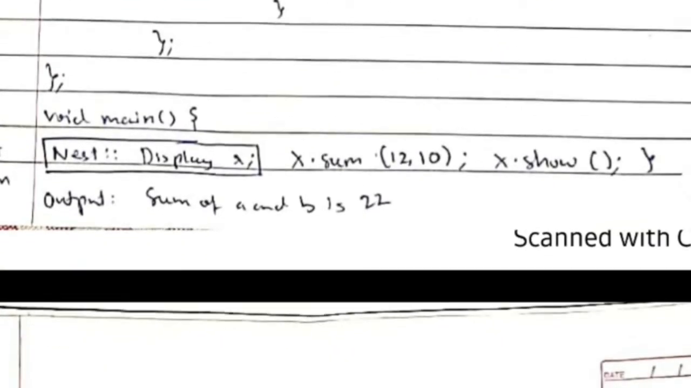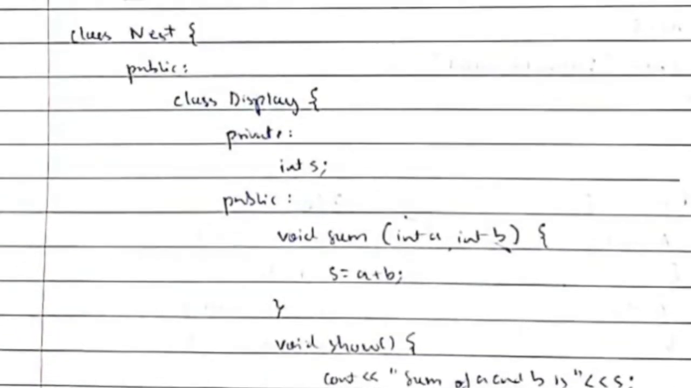The syntax will be the outer class name followed by double colon, then the inner class name and object name. So Nest, outer class, Display, inner class, and object name X. So it will create an object X of the type Display inside the nested class.